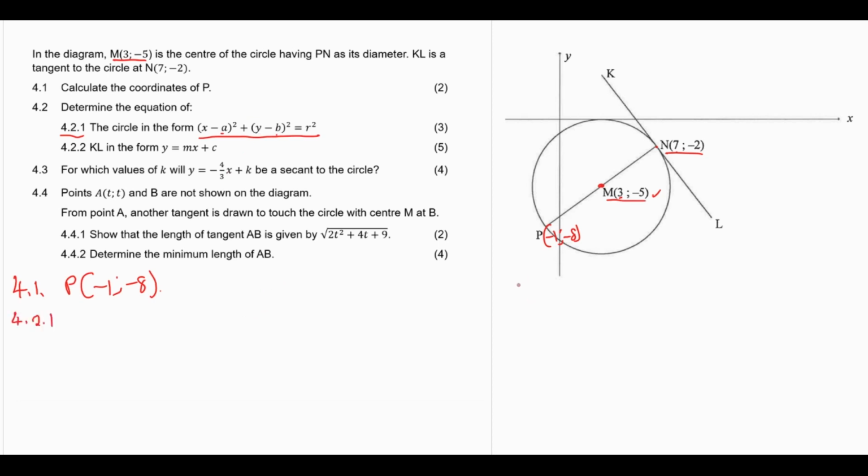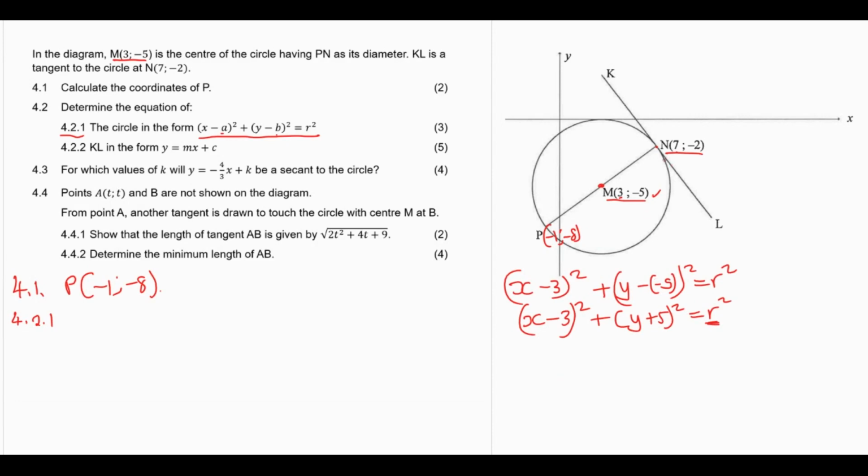From M, we can say that this would be (x minus 3) squared plus (y minus negative 5). What is minus negative 5? It becomes plus 5, isn't it? Right? (y minus negative 5) squared is equal to r squared. So we have (x minus 3) squared plus (y plus 5) squared is equal to r squared. We need to find r squared.